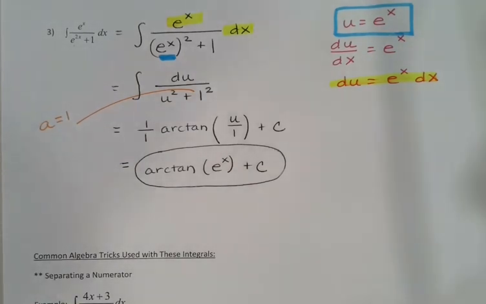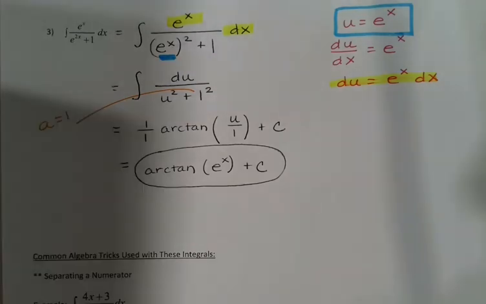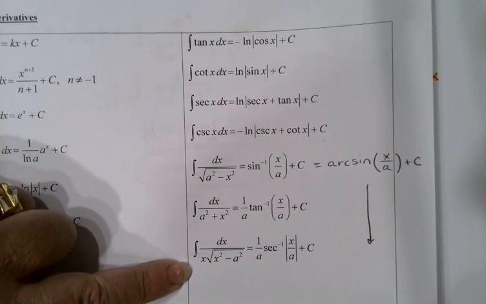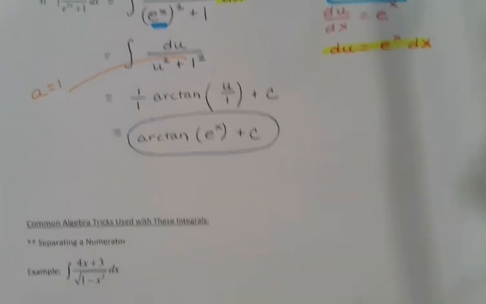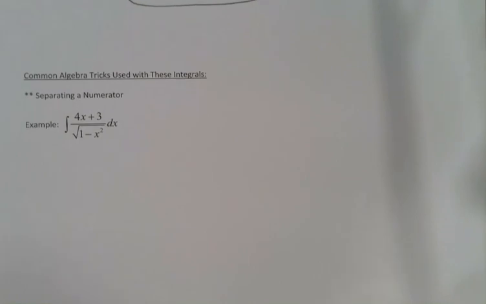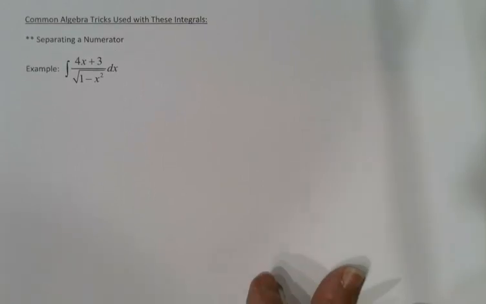So the trick for doing these integrals with the inverse trig functions is really being very strategic as to how you pick your u values. You've got to create the u values so that one of these forms is what you get. All right, we'll see a couple more like this in the context of these last few problems. Just like there was a common algebra trick that we used with the natural log integrals, there's also a couple of common algebra tricks that get used with these.